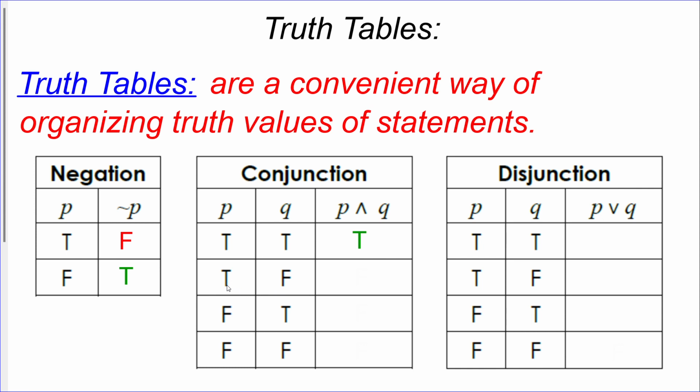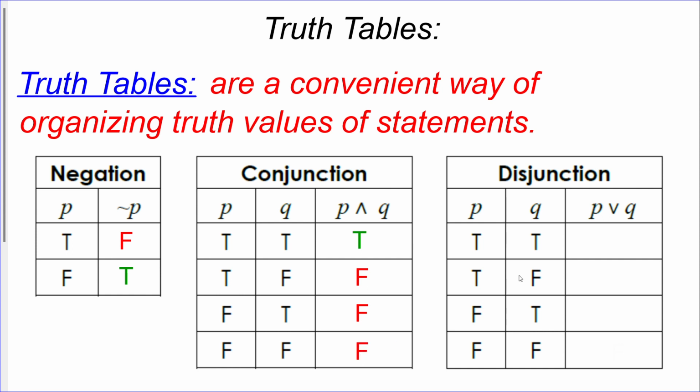If the first statement is true and the second statement is false, well, then that conjunction would also be false because they both have to be true. In our next one, let's take a look. If the original statement is false and the second statement is true, well, our conjunction will also be false. And our last comparison will be false and false. Well, of course, that's going to mean that our conjunction is false.